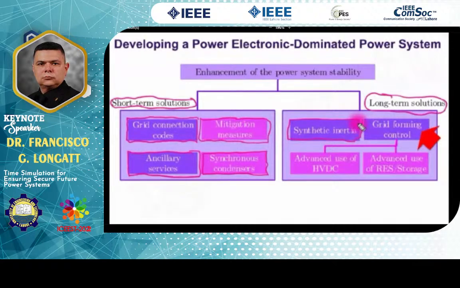What we need to understand is that the power converter is extremely fast. They have the possibility to be even faster than the synchronous machine. And one of the paradigms that we are using recently to try to solve the problem of the power electronic converters dominated system is using what we call the grid forming. The grid forming is a new control technique that basically is replicating the behavior of the synchronous machine.